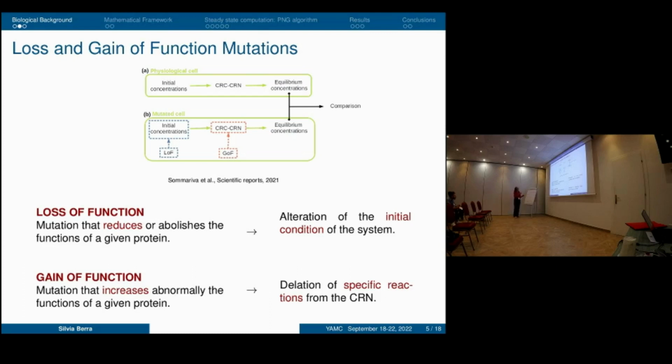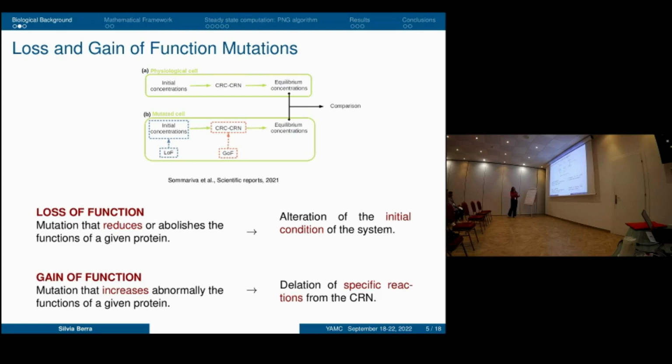If we work with a cell in the physiological status, as you can see here in the figure, in a specific phase of life of the cell we have some initial concentrations of proteins inside the cell. Then there is the action of the chemical reaction network. And after this action, we find equilibrium concentrations. So inside the cell, these concentrations vary in time until they reach a situation of equilibrium.